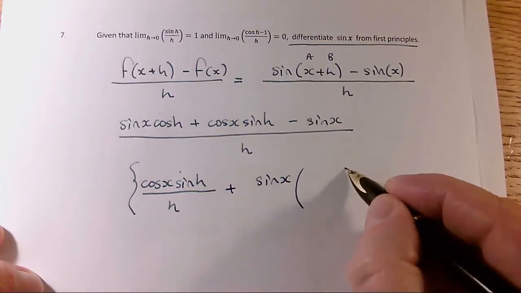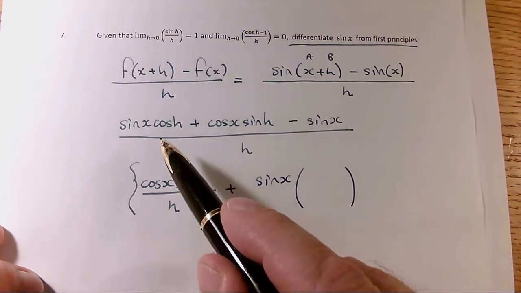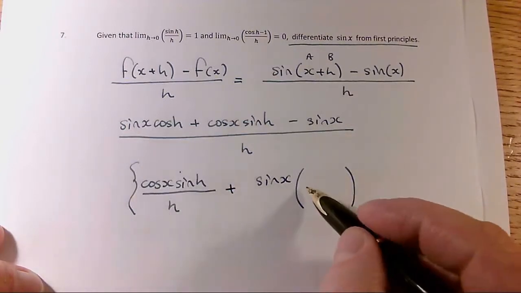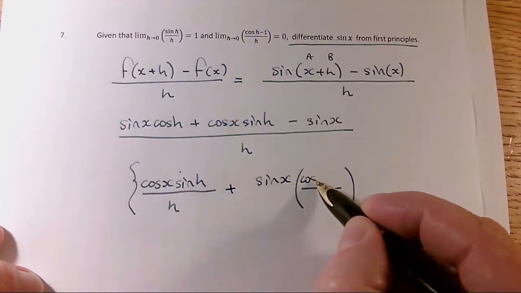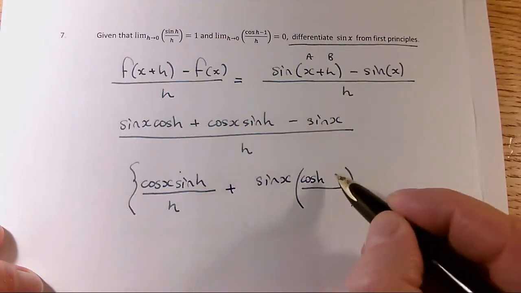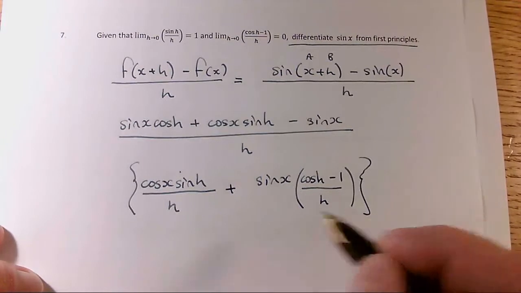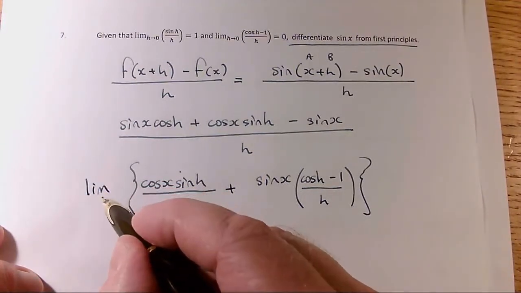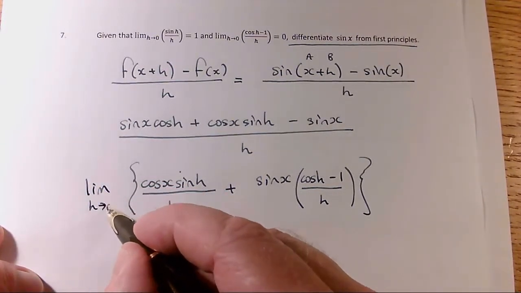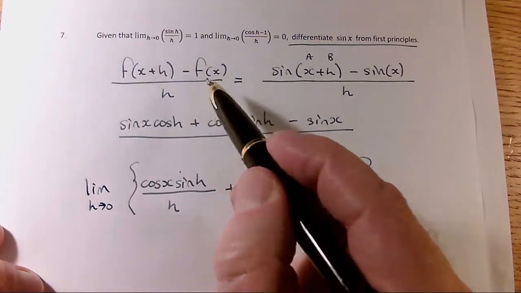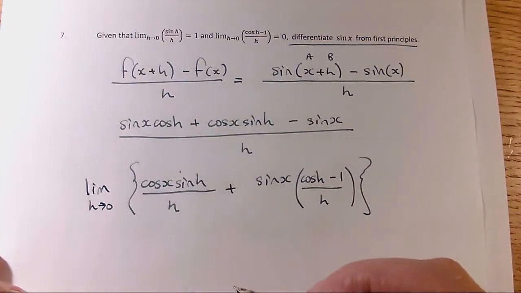So we have got sine x times, on the top we've got cos h minus 1, and on the bottom I've got h, and I want the limit of all of this as h tends to 0. So this expression, we need to take the limit of it as h tends to 0.